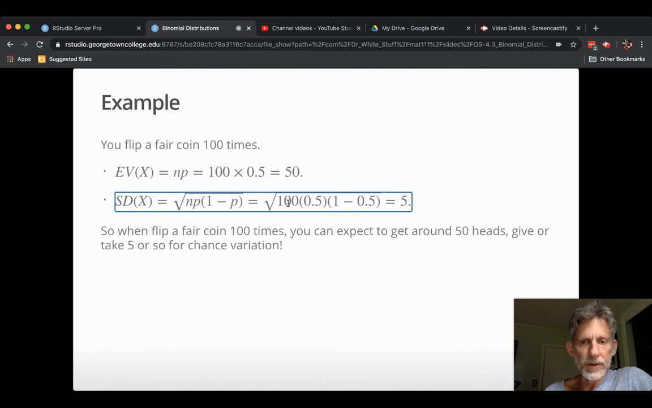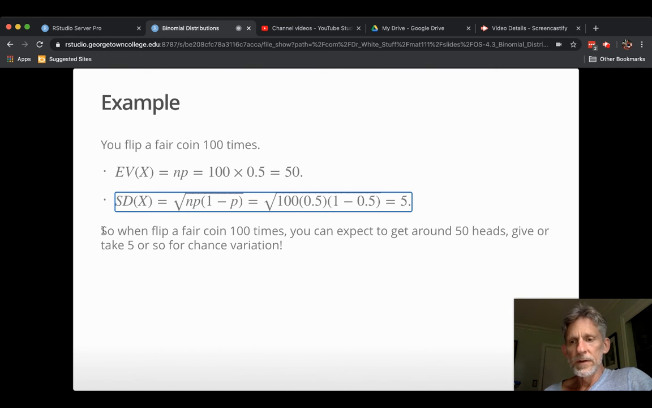So I think about 100 times 0.5 is 50, because that's half of 100. But I'm multiplying by another 0.5, so I'm going to take half of that 50 and I get 25. Then I'm supposed to take the square root of all that. Square root of 25 is 5. So the standard deviation of this random variable is 5.